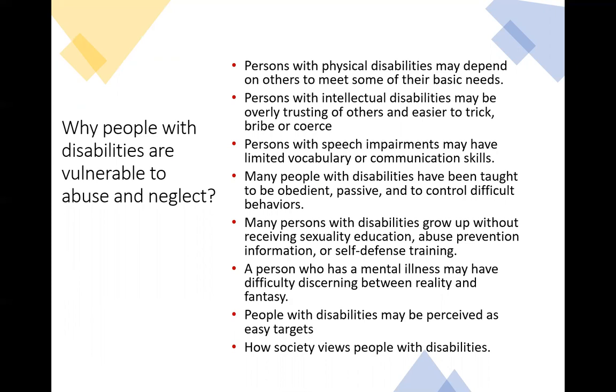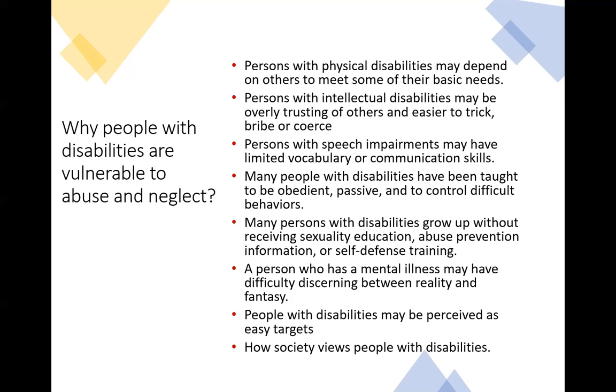Persons with speech impairments may have limited vocabulary or communication skills that can pose as barriers to disclosing abuse. Many people with disabilities have been taught to be obedient, passive, and to control difficult behaviors. This compliance training teaches them to be good victims for abuse. Many persons with disabilities grow up without receiving sexual education, abuse prevention information, or self-defense training. They may lack knowledge about their bodies, healthy relationships, and how to protect themselves.